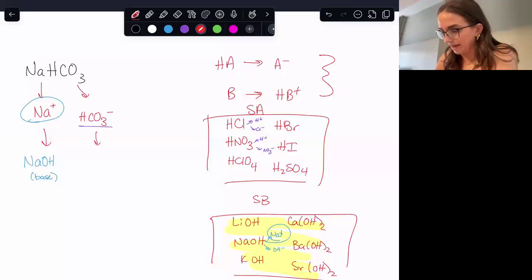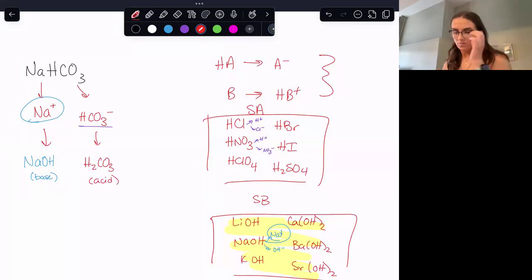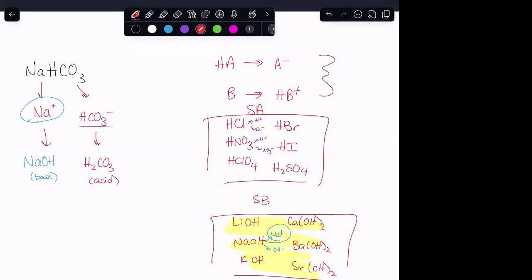Yep, so it becomes an acid, so it's going to be H2CO3 as our original acid that it came from. So this is our acid. Okay. Now we have to compare the base that it came from and the acid that it came from. Is our base strong or weak? Our base is weak.